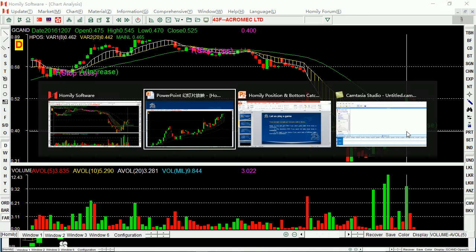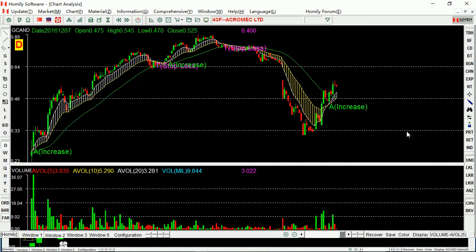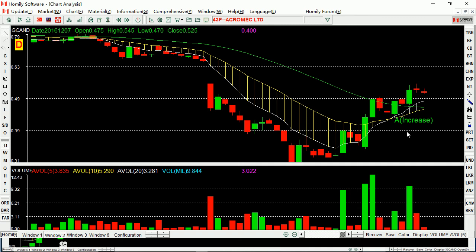Let's see the third one. It is another buy point. When candlestick fall in the resistance band and go up again, fall into the band and go up again. And the premise that the green line is still up. So this is the third buy point. So we can see here, this stock, if you don't have this stock, you miss a good chance to get in.